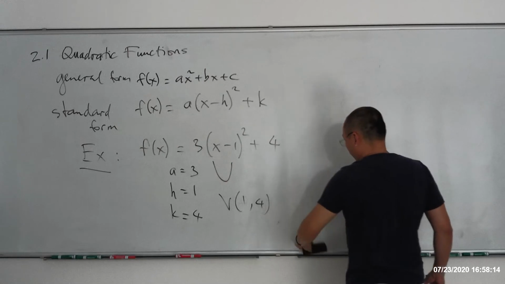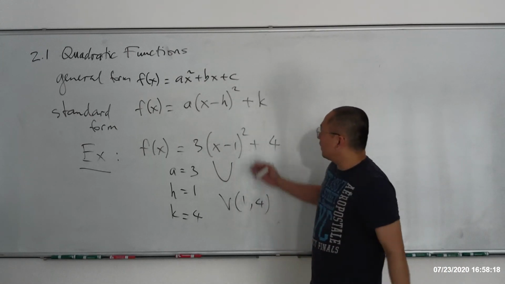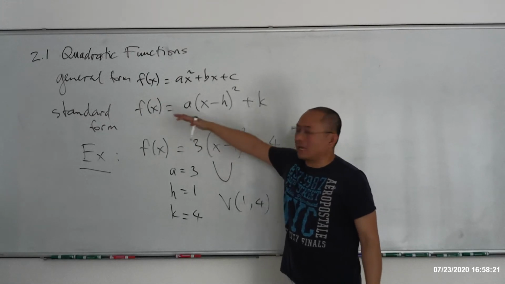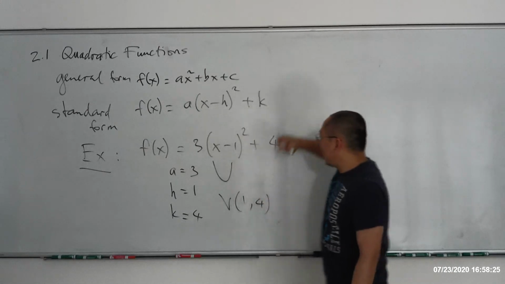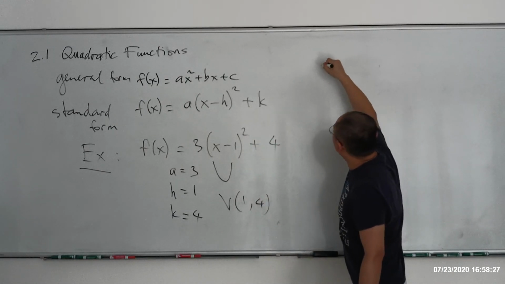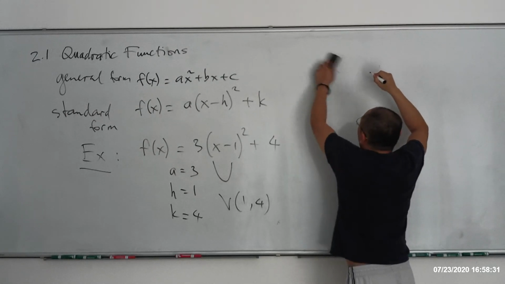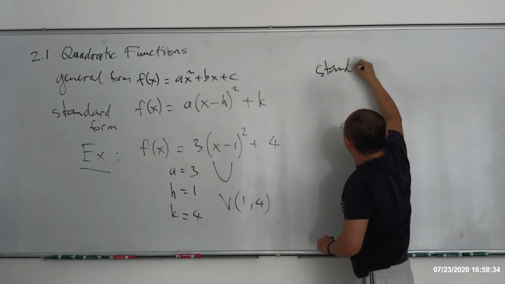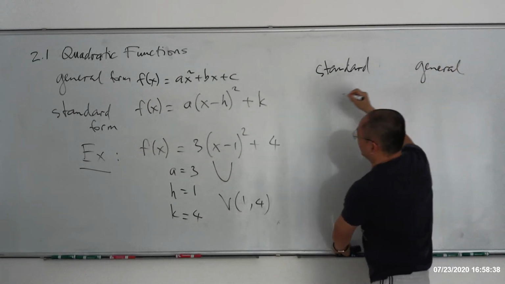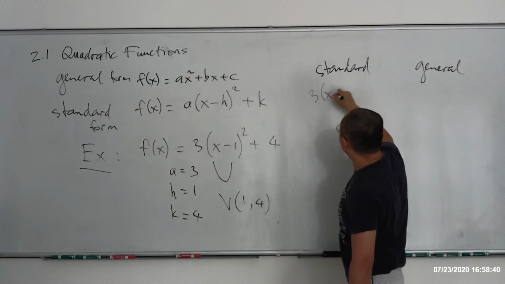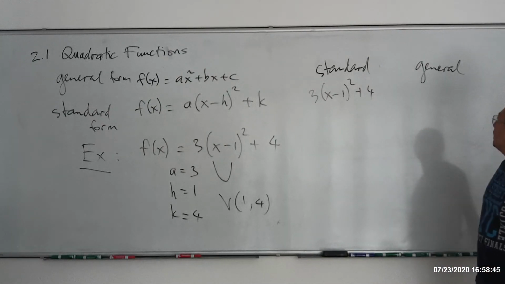One of the things that you are going to need to know to do your homework is how to convert back and forth between the standard form and the general form. So I have this standard form, and this is the general form. The standard form is 3 times x minus 1 squared plus 4. You want to bring it back to the general form. What do you do?